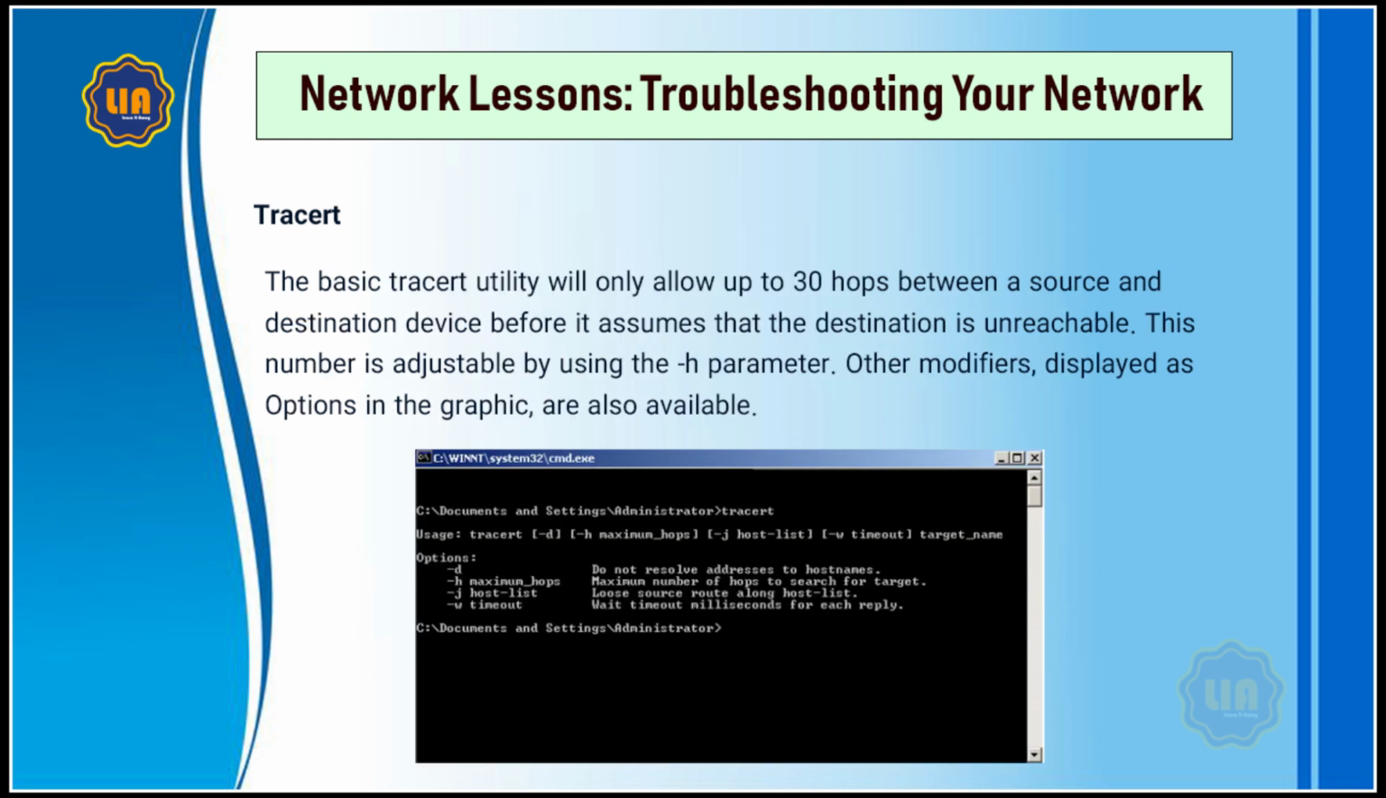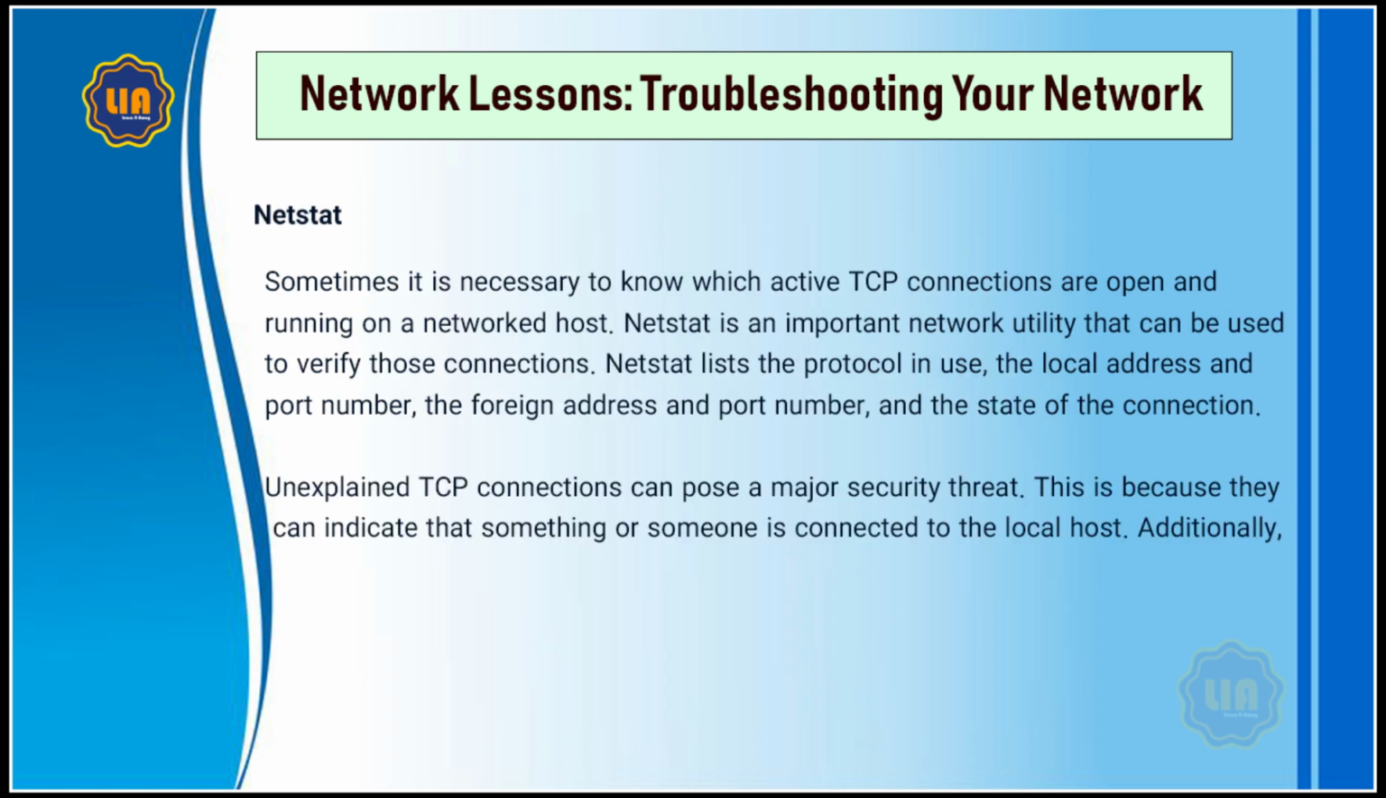The basic Tracert utility will only allow up to 30 hops between a source and destination device before it assumes that the destination is unreachable. This number is adjustable by using the -h parameter. Other modifiers, displayed as options in the graphic, are also available.